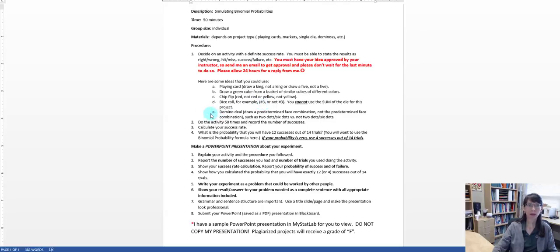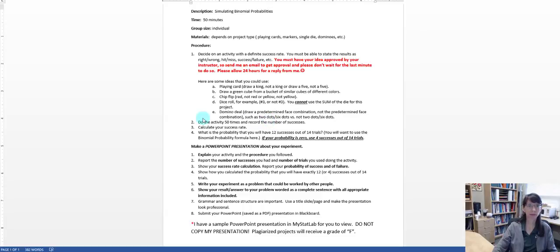Or maybe you have some dominoes for Project E. With a domino, there are dots on the right and left side of the domino, and you could choose combinations such as 2 dots, 6 dots. So if that's what you're choosing, you either are selecting the domino with that pattern or not selecting the domino with that pattern.